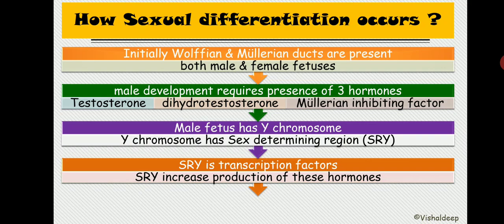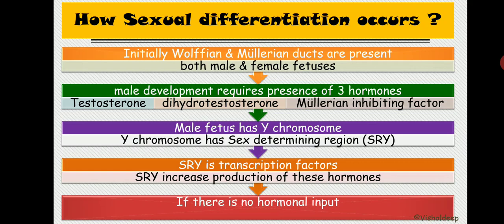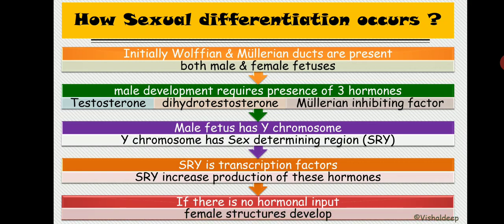So the sex determining region present on the Y chromosome is basically the triggering factor for formation of a male, right? So if there is no SRY, then there is no transcription of the SRY gene, and there is no production of any hormone. If there is no hormonal input, then the female structure develops. Got it? So the internal setting of every fetus is to make a female. Got it? Like the factory reset that is given in a mobile, right? Factory reset of every child, every fetus, is to become a female.